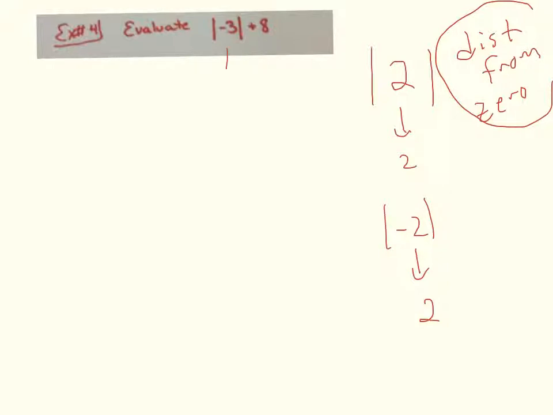So for this problem here, I'm going to change the absolute value of negative 3 to 3. Was negative, move it to positive because it's 3 units away from 0. And I still have a plus 8. 8, 9, 10, 11 is my answer.